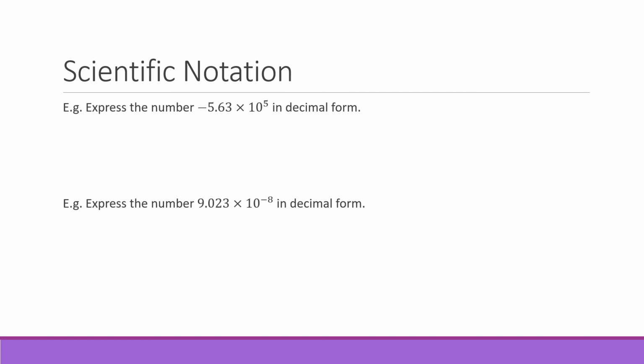All right, next one, we want to express negative 5.63 times 10 to the 5 in decimal form. So we'll start off with negative 5.63. The decimal point was here, and we're multiplying by 10 to the 5. So the decimal point will move 5 places to the right. 1, 2, 3, 4, 5. Zeros will go in all the gaps. So it's going to be negative 563,000, and that is the number in decimal form.